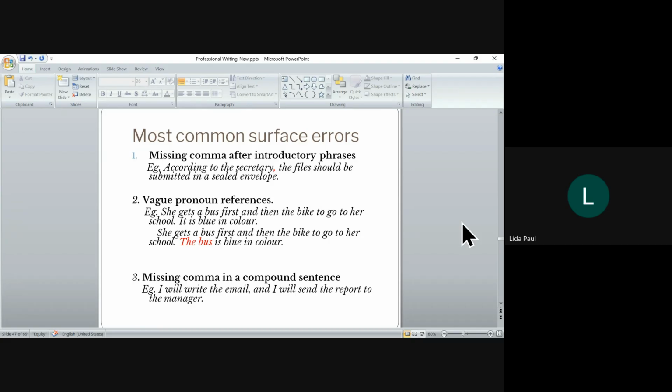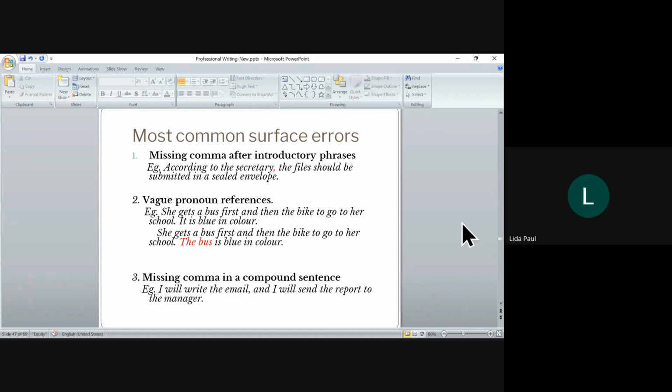They're just joined together with the help of the coordinating conjunctions. So the example here, I will write the email and I will send a report to the manager. So every time you have a compound sentence joined by a coordinating conjunction, the first sentence has to be separated from the second one using a comma. So right after the first sentence in the compound, you add a comma and then go about with the conjunction and the second sentence in the set, right?